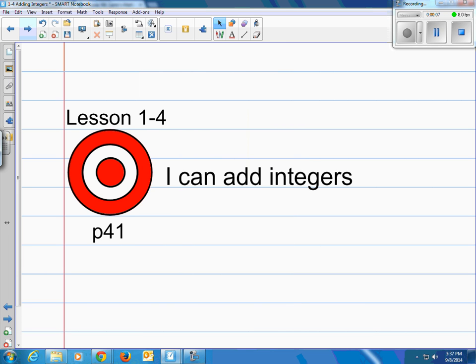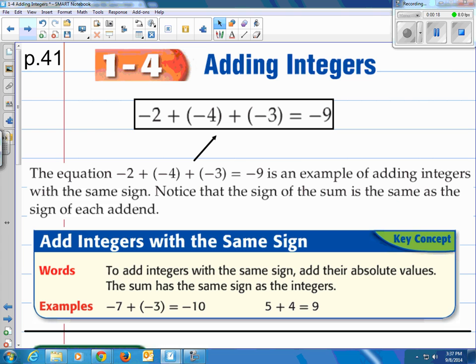Our target today, from lesson 1-4, page 41 in the book: I can add integers. Adding integers. They have an example there, -2 plus -4 plus -3 equals -9. Well, that equation is an example of adding integers with the same signs. Notice that the sign of the sum is the same as the sign of each addend. What they're saying is the sign of each one of these right here, which is negative, equals the same sign as what you would call the answer or the sum, the total.